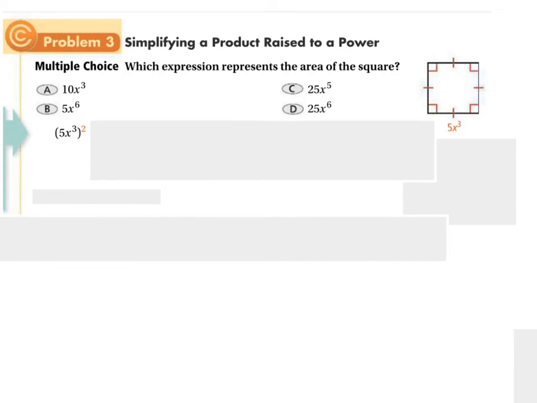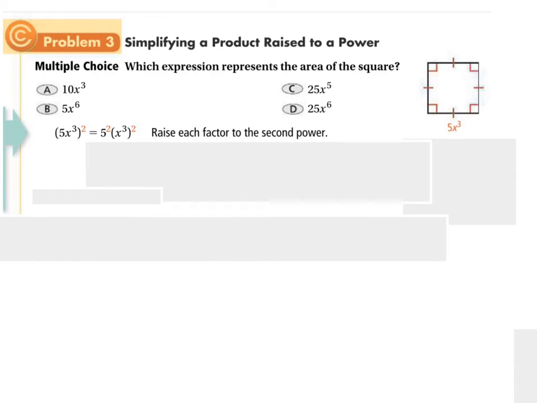They say what we're really doing is taking that side length times itself, because we always do that for rectangles, and since it's a square, it's the same twice. So we multiply it by itself or raise it to the second power. When we do that, remember we have to distribute that second power to each piece, to the 5 and to the x cubed. So that's what they do here: 5 to the second and x cubed to the second, raise each factor to the second power.